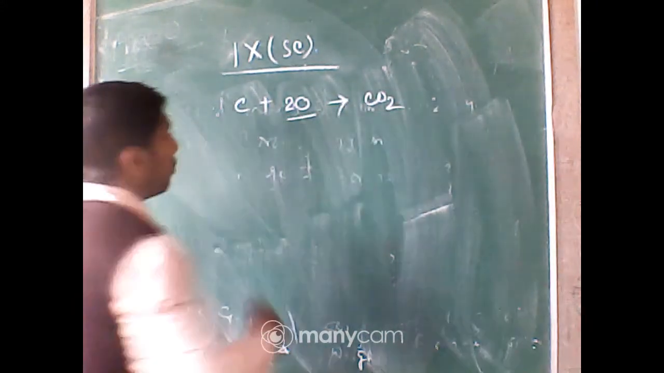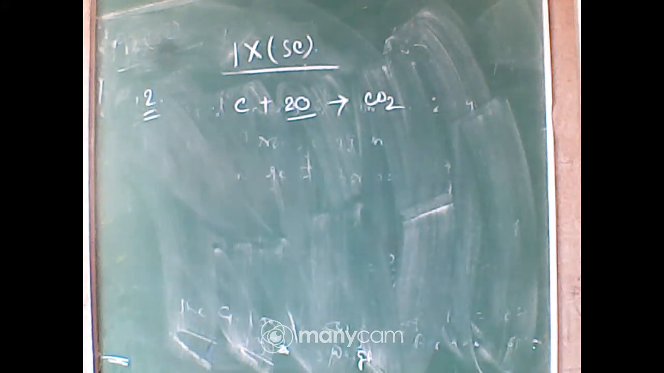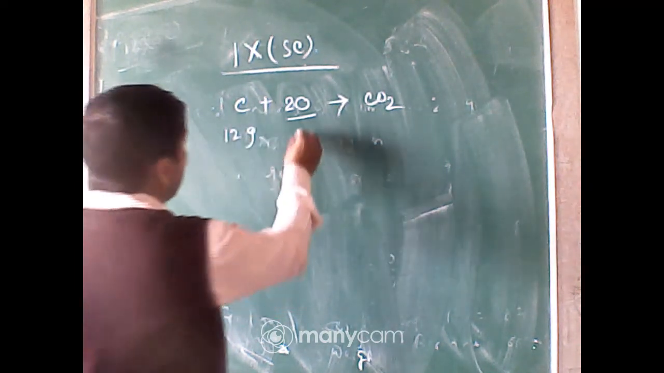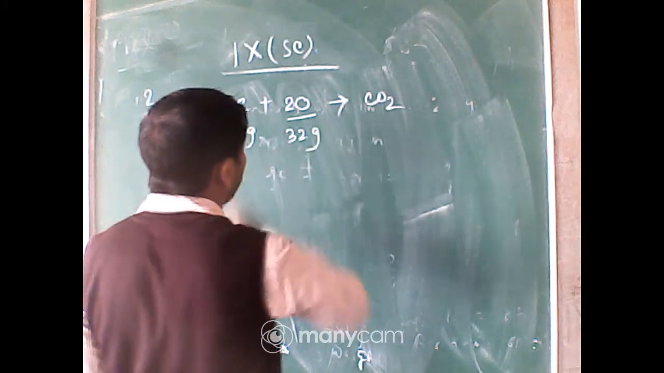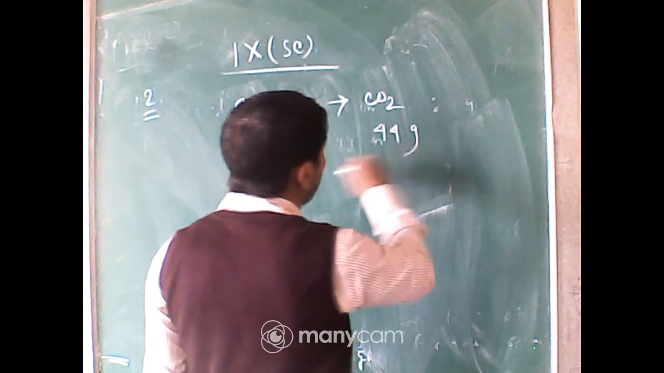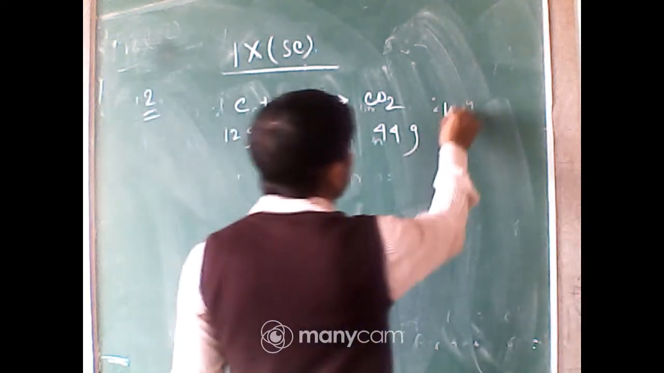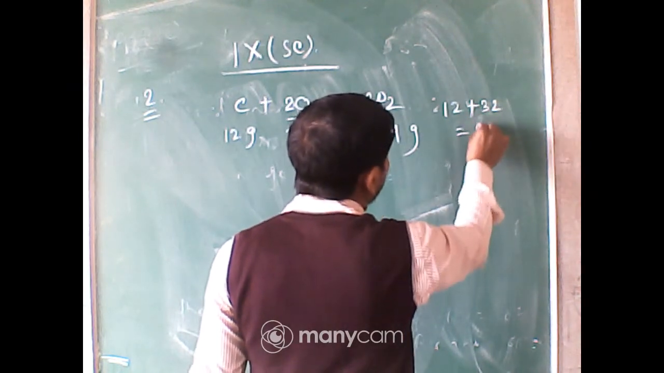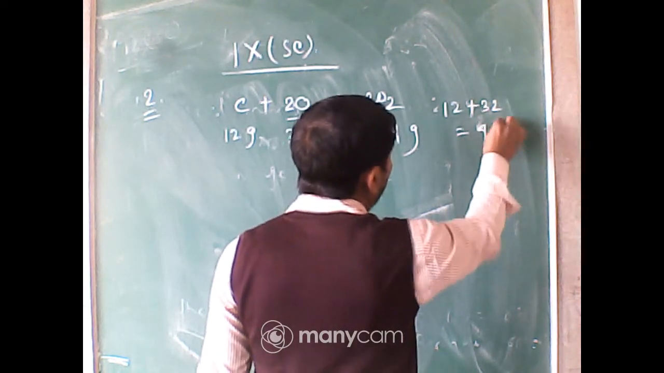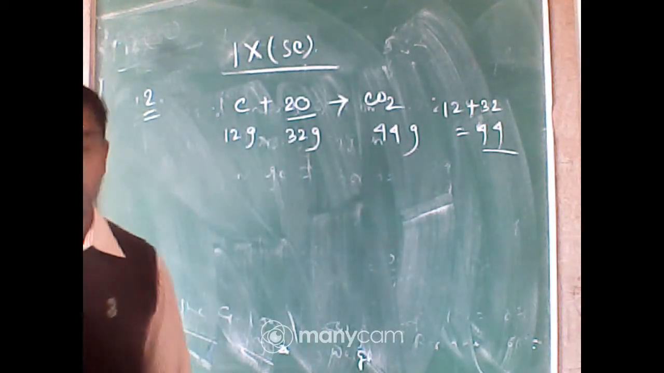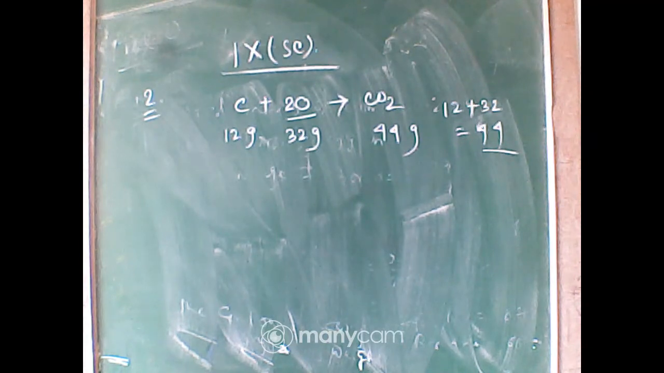It is in atomic form. So 12 gram of carbon, because its atomic mass is 12, reacts with 32 gram of oxygen, forming 44 gram of carbon dioxide, because 12 plus 32 is equal to 44. It is the law of conservation of mass. So 44 gram of carbon dioxide will be formed.